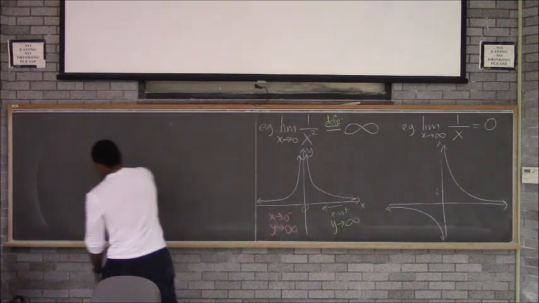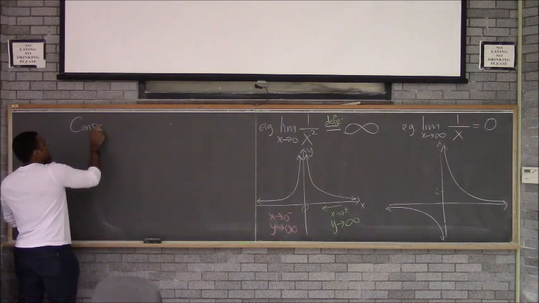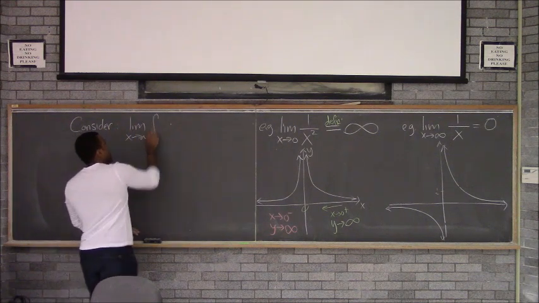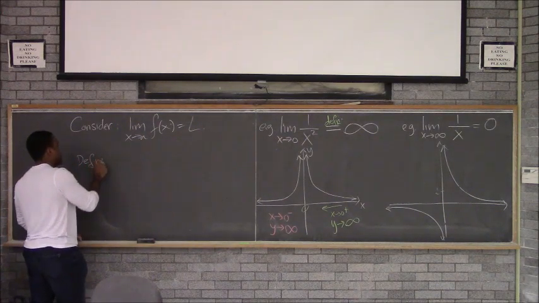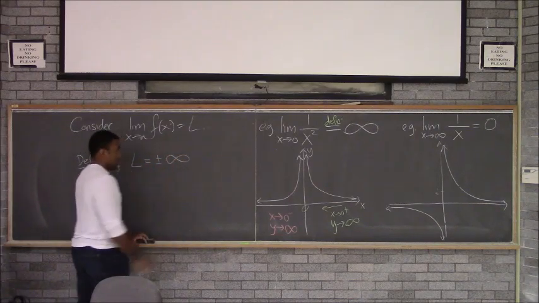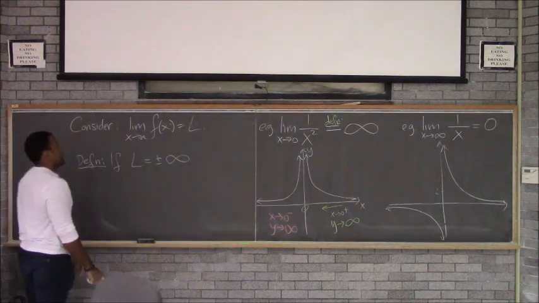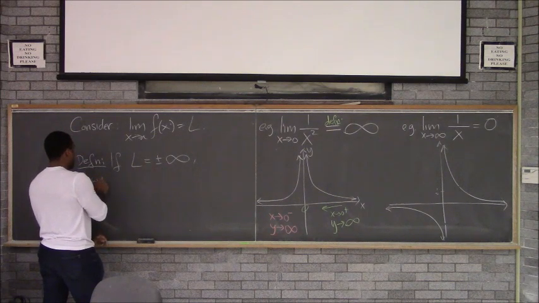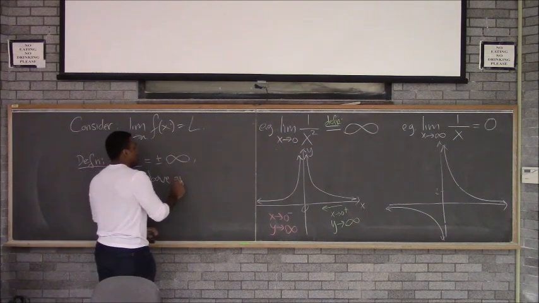Let's actually write down some definitions here. So consider the limit as x approaches a of f of x equals L. Definition. If L equals plus or minus infinity. Okay, so for example, in this case, we got L equals infinity. We call the above an infinite limit.